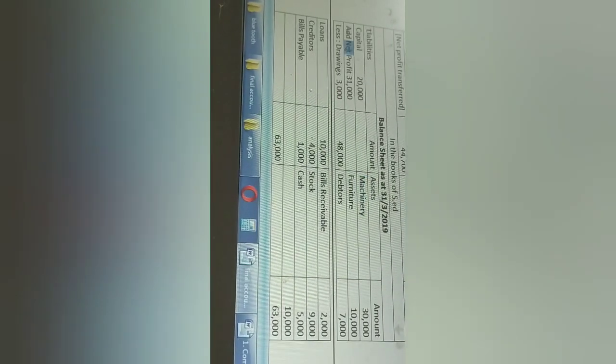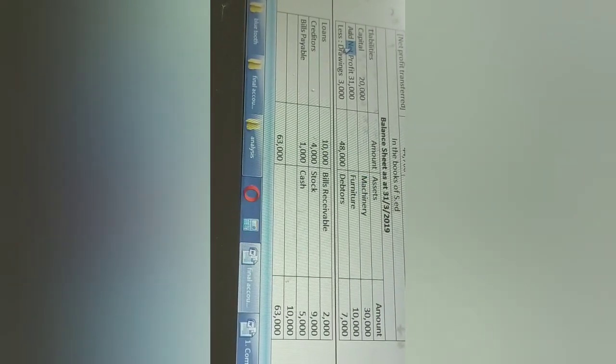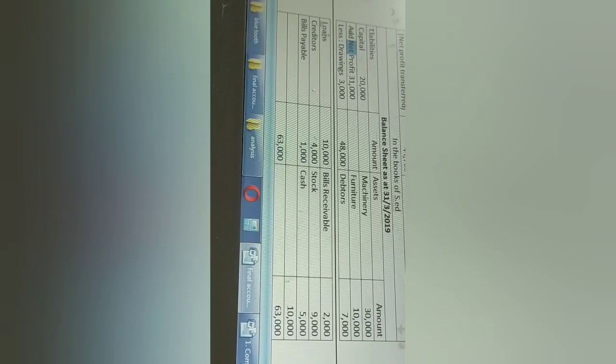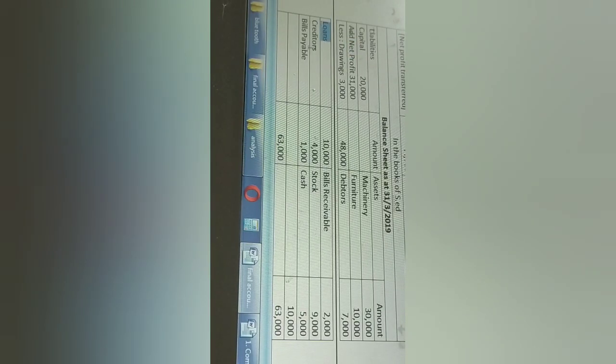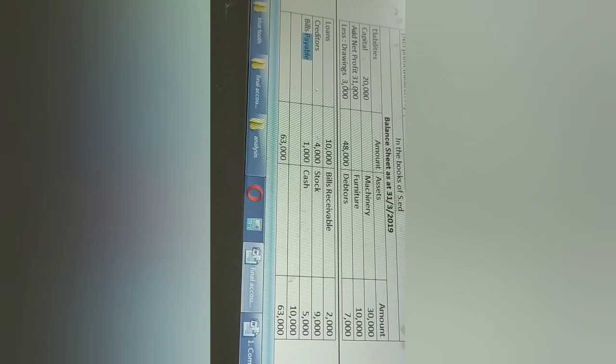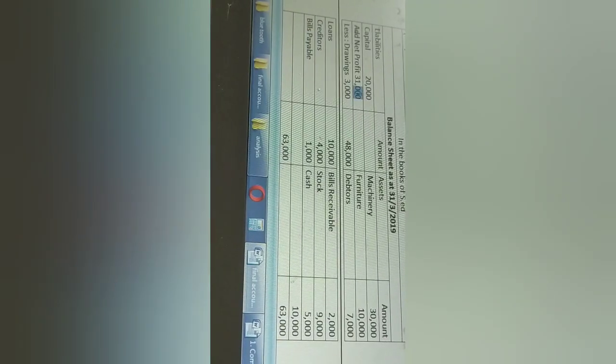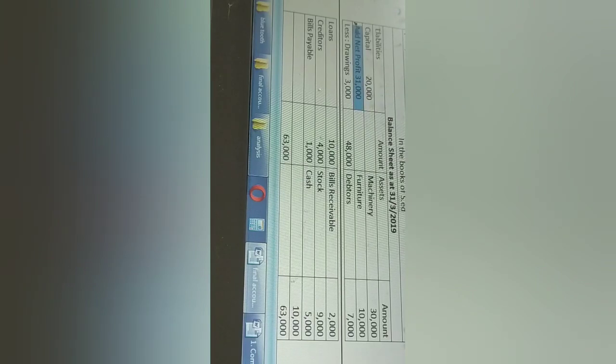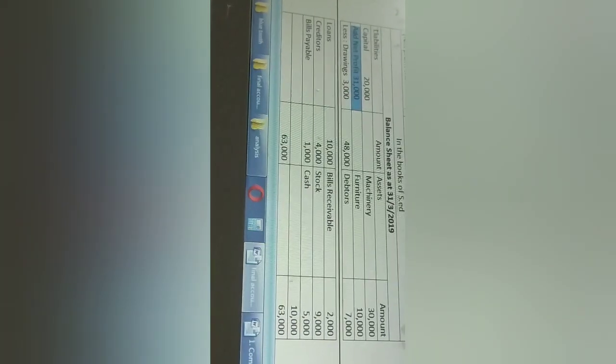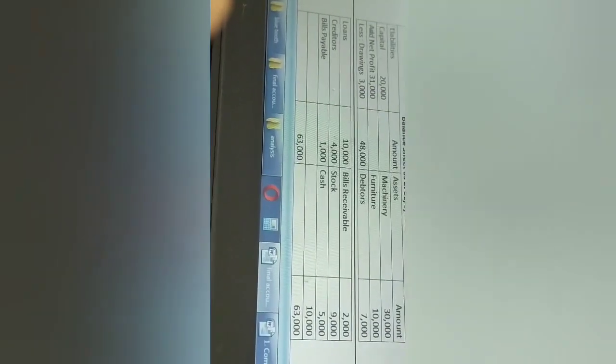This item, net profit, I still didn't get, and I will not record it now, I will record it later. Loans 10,000 was there, creditors 4,000 in the credit column, and bills payable 1,000 in the credit column is also given. We have recorded all the items except net profit. This net profit we will get from preparing the profit and loss account. And to prepare the profit and loss account, we need the gross profit, which we will get by doing the trading account. So first now we will see the trading account items.